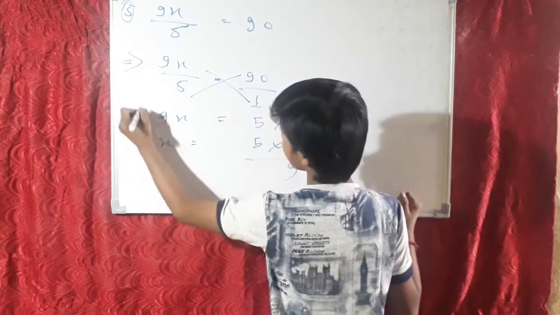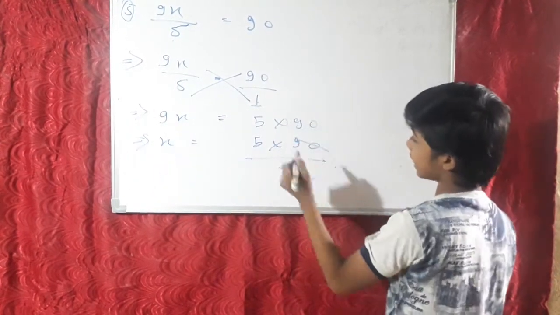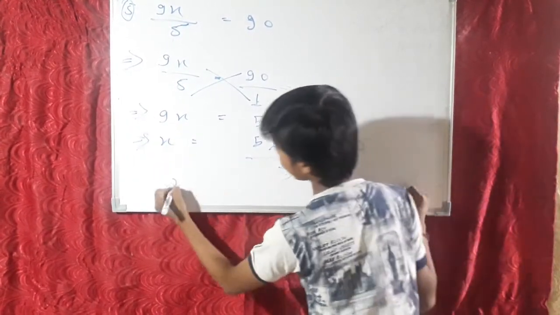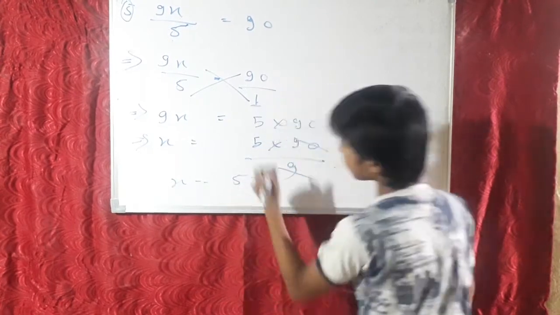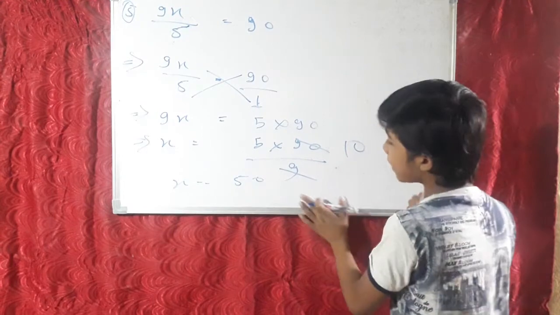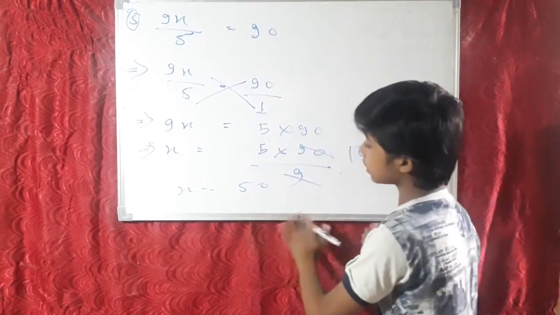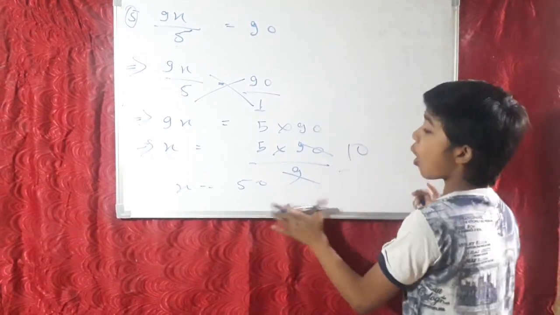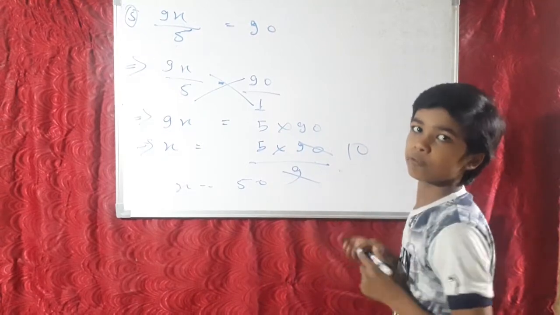Okay. And now it can be solved easily. 9 cut by 90 will be 10, and x equals 50. And you can multiply here also, 450 upon 9 will also come to 50. But it is the easiest way not to do the multiplication, not to divide. Only the simplest multiply and divide you have to do here.